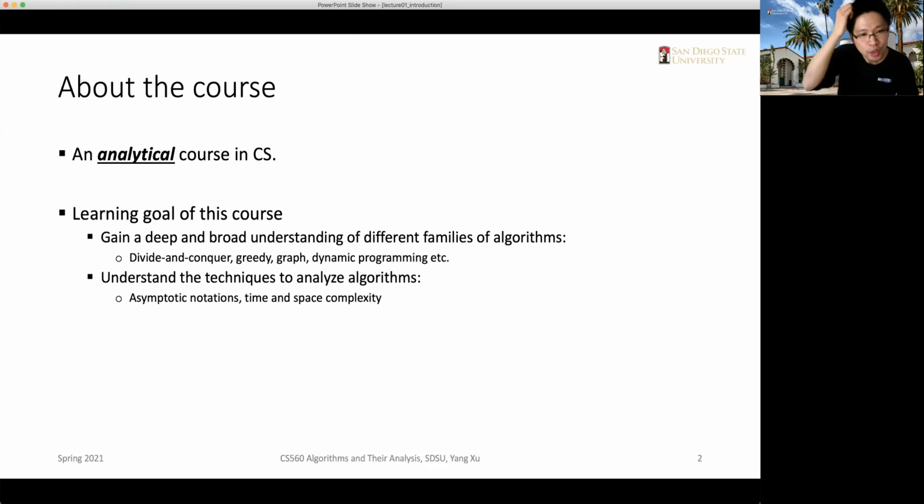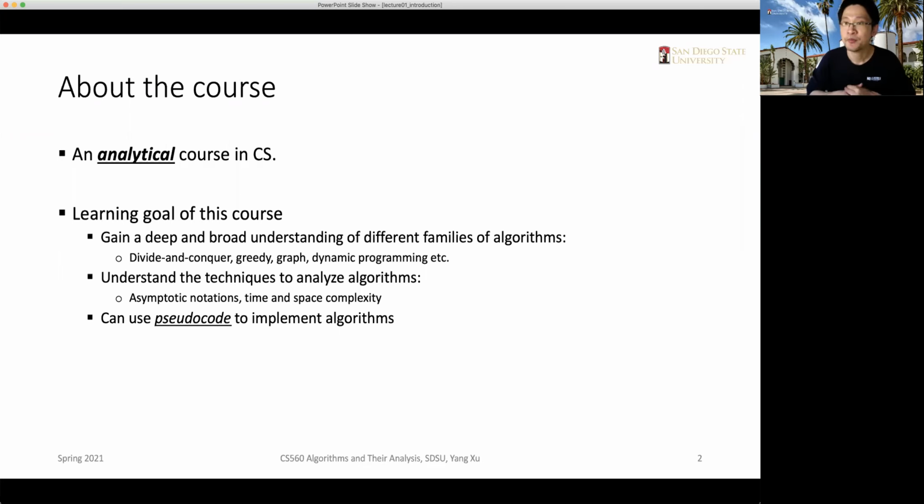The goal is to understand the techniques that we can use to analyze the algorithms, in terms of the running time and the memory costs of running specific algorithms. We will learn the mathematical notations that are necessary to carry out the analysis.